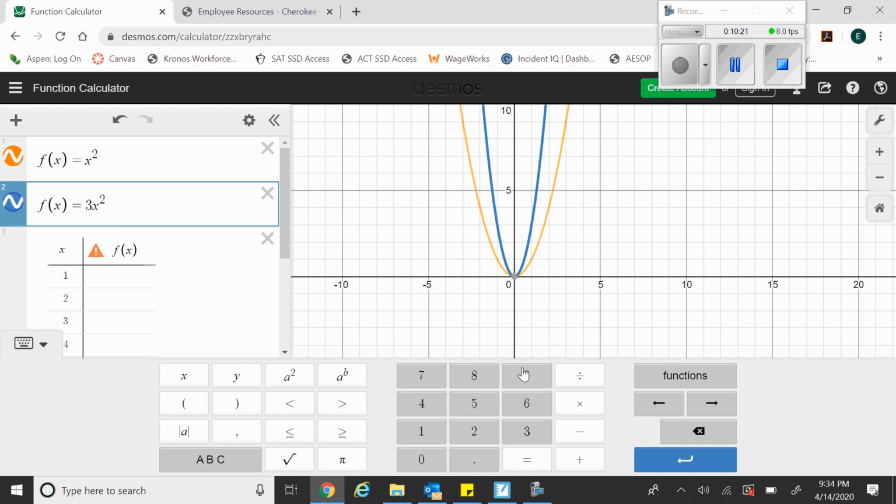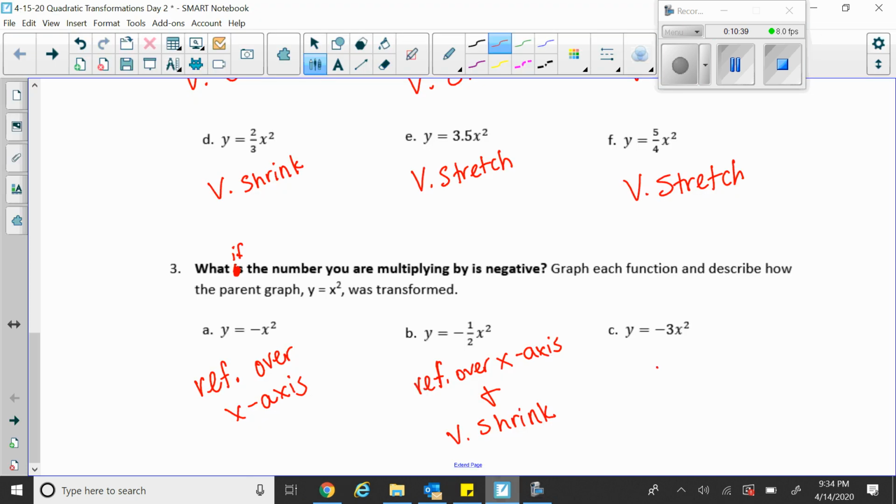But what happens when we put the negative out front? It just flips over. So it's still a vertical stretch because the 3 is bigger than 1. But the negative makes it reflect also across the x-axis. So again, because there's a negative and a number, we have to write two things. You're going to write reflect over the x-axis because it's negative. And since 3 is bigger than 1, you're going to put and it did a vertical stretch. So remember, bigger than 1 is a vertical stretch. Between 0 and 1 is a vertical shrink.